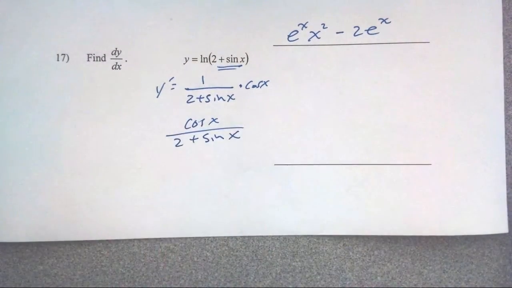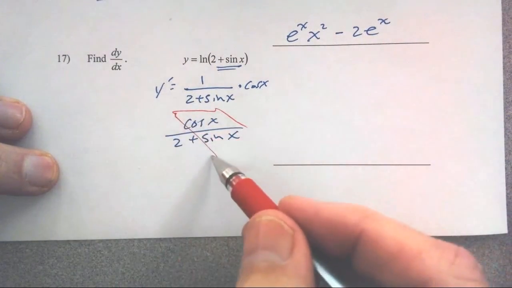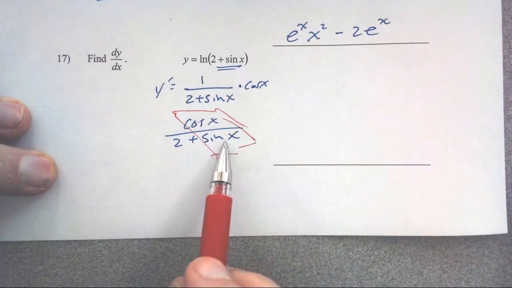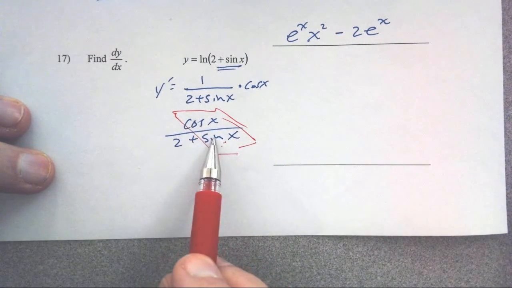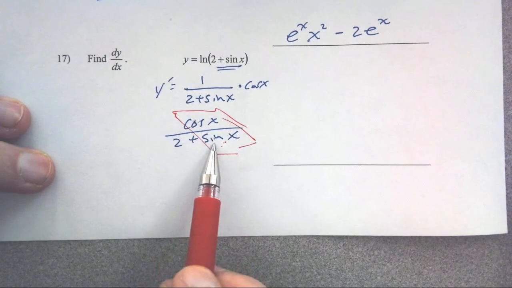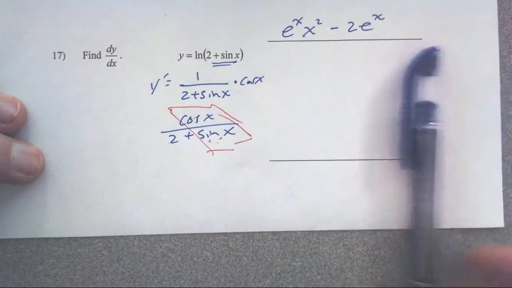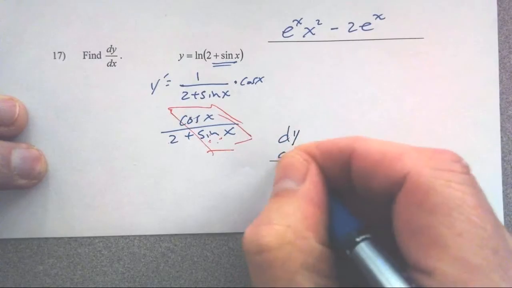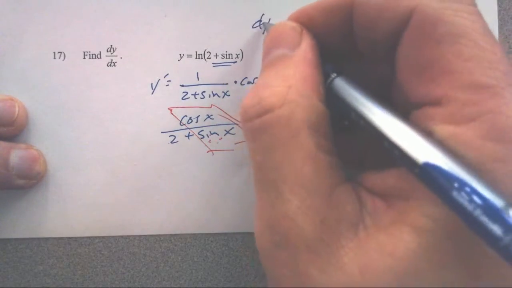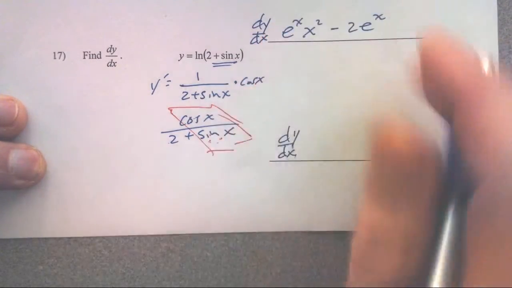No, you don't need to ask. We do not treat that as cosine on sine and call this cotangent. Sine is not a factor of the denominator. So that is it. We've got dy dx. Ooh, I didn't put it on some of these others. I hope you were yelling at your computer.